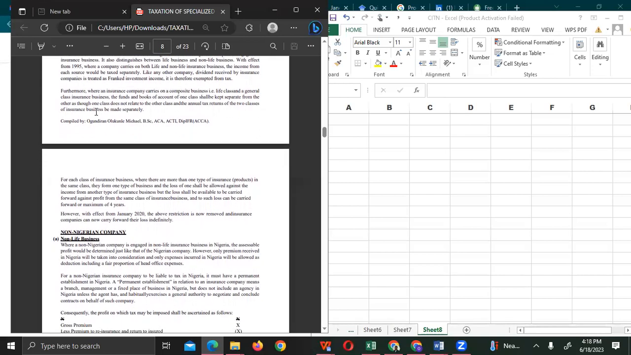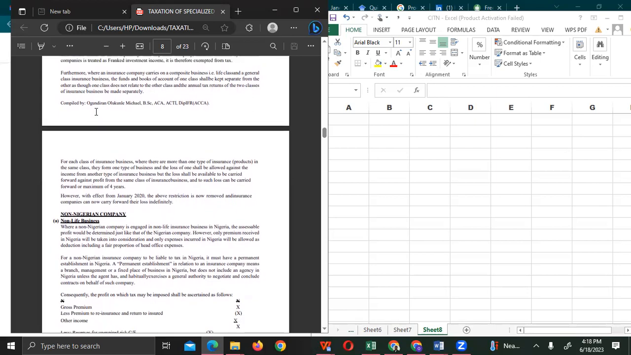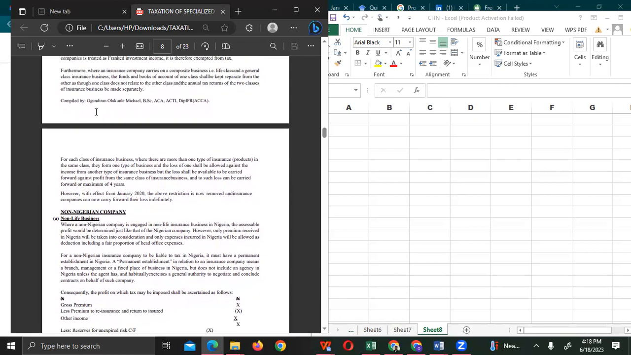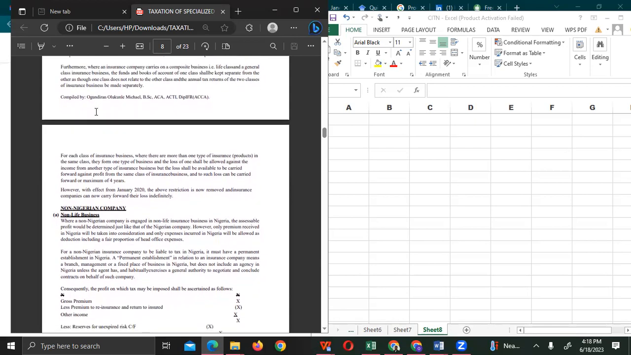Yes, sir. So also, where an insurance company carries on a composite business, the books of accounts will be kept separately from each other. So you have the life assurance business book separate from the non-life insurance account. Do you understand? So when you are filing, you are going to be filing those two separately.